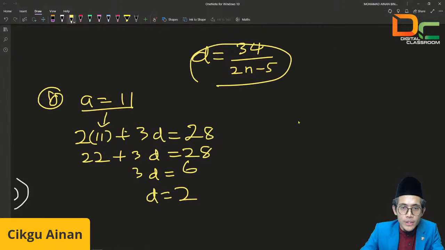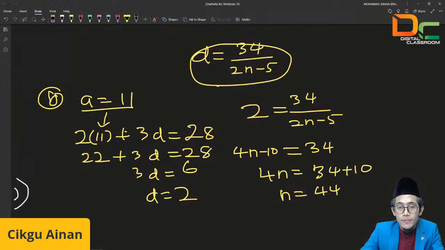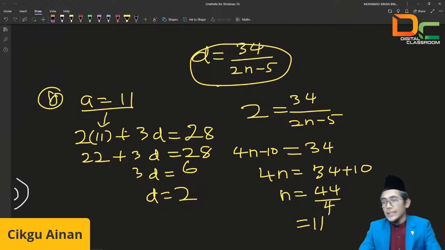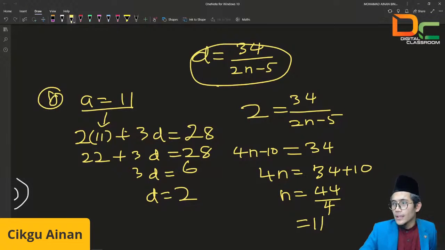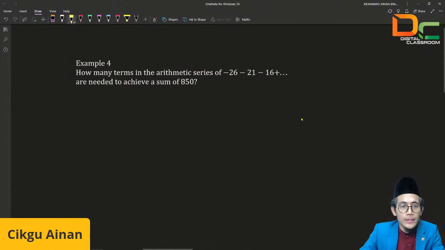So from here we know D is 2. We substitute D over here. 2 equals 34 over 2n minus 5. And then 4n minus 10 equals 34. So 4n equals 34 plus 10, n equals 44 over 4, therefore it's 11. Okay, n is 11. So let's move on to the fourth one.